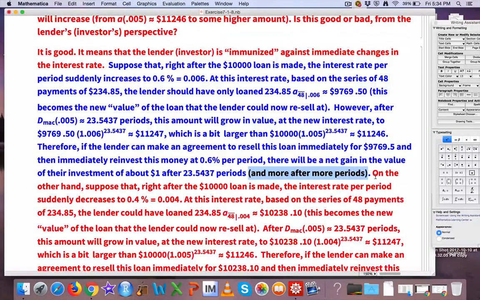On the other hand, suppose that right after the $10,000 loan is made, the interest rate per period suddenly decreases to 0.4% per month. At this interest rate, the value of the payment stream is now higher, $10,238.10. This now becomes, if the interest rate goes down, the new value of the loan the lender could resell it at. And they could, this seems better, they could resell it for that higher amount and immediately make a $238.10 profit, so to speak.